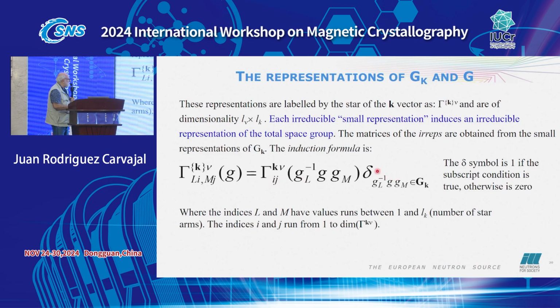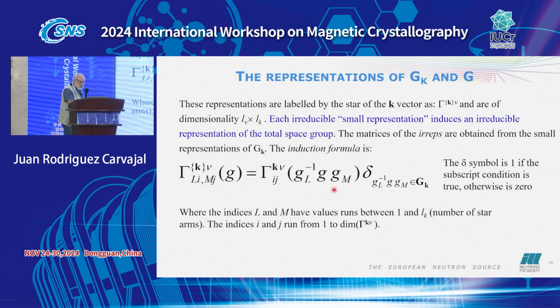This seems to be a little bit complicated, but don't worry about that. The people that are interested in learning all this can study the different books existing in the literature in order to understand it a little bit better. But what is important here, you see you have two indices, L and M, that make reference to K vectors, and I and J make reference to the indices of the small representations of the propagation vector group.